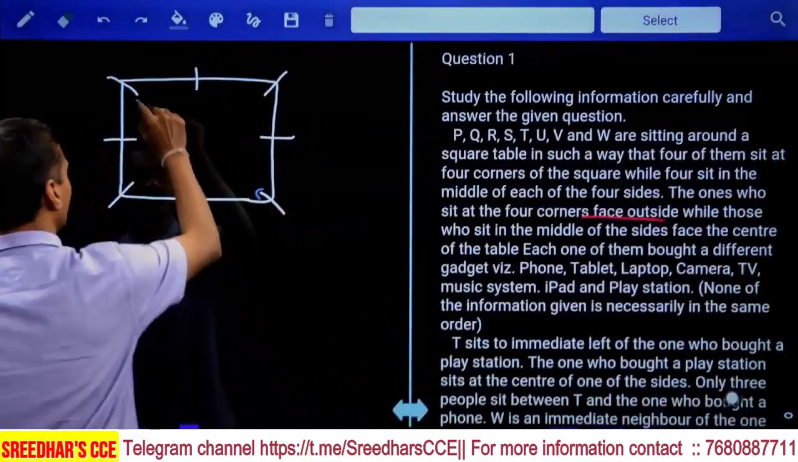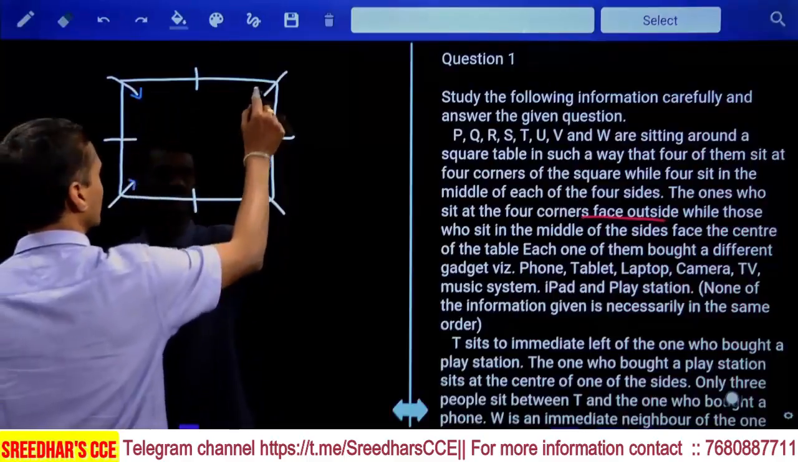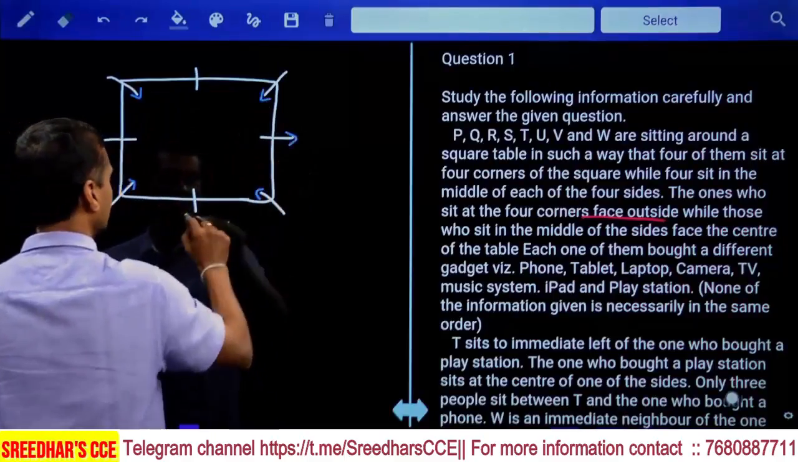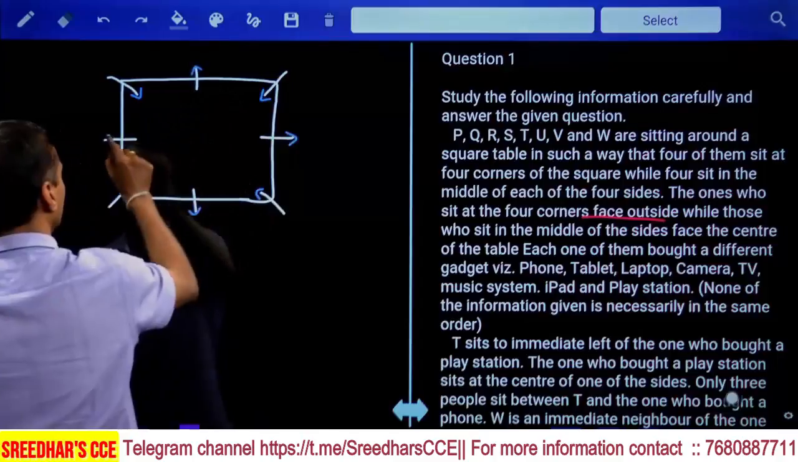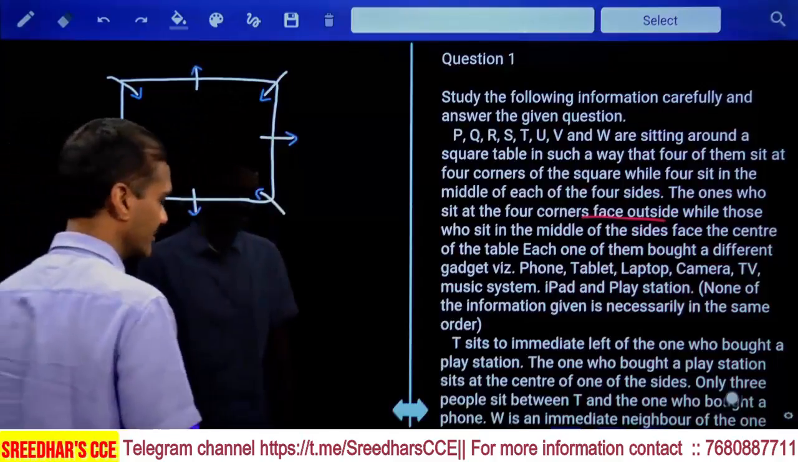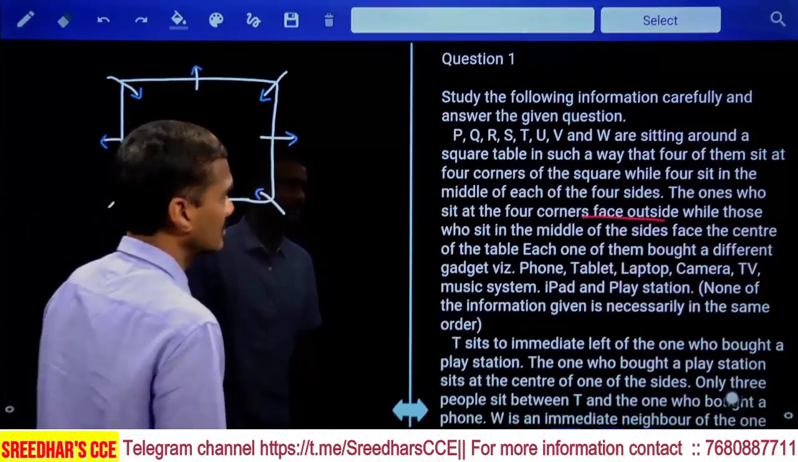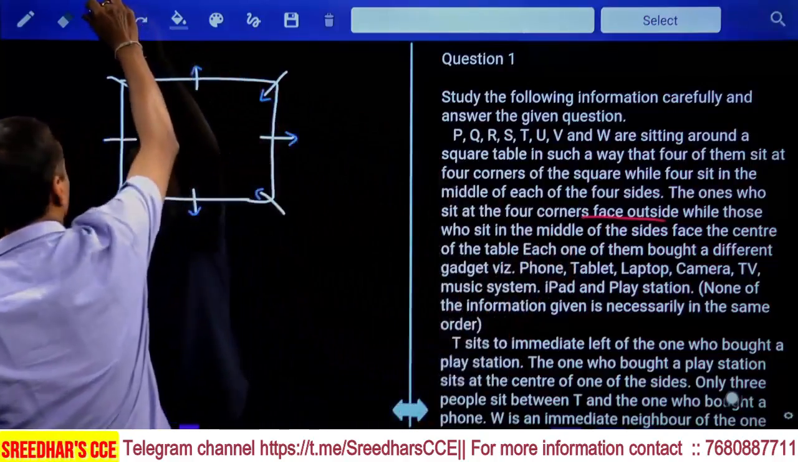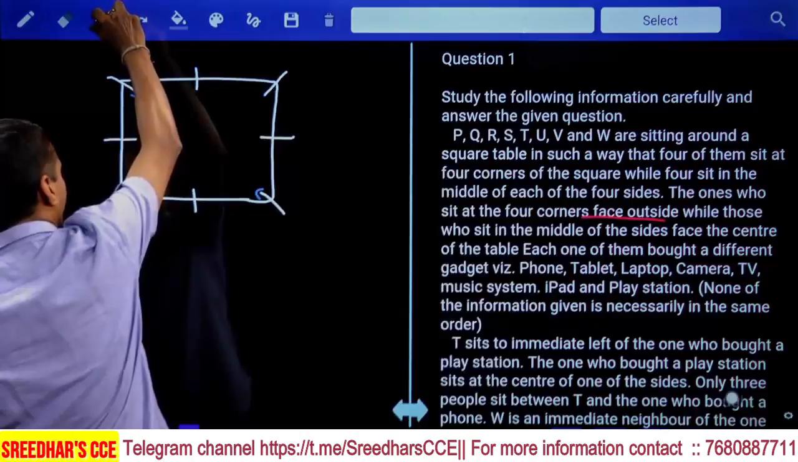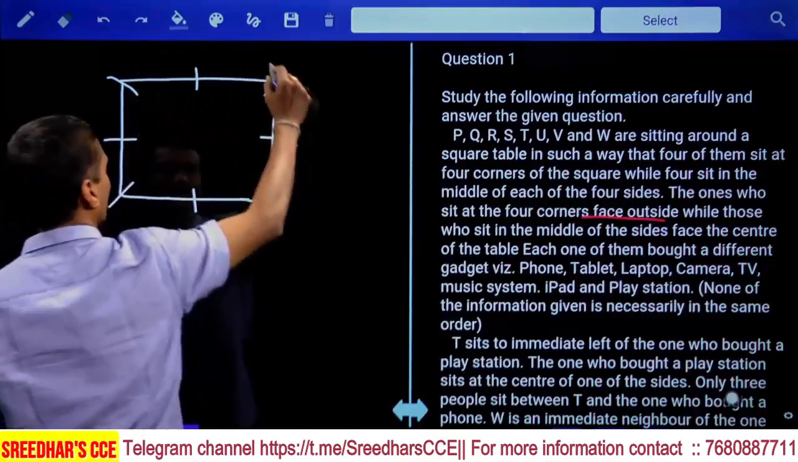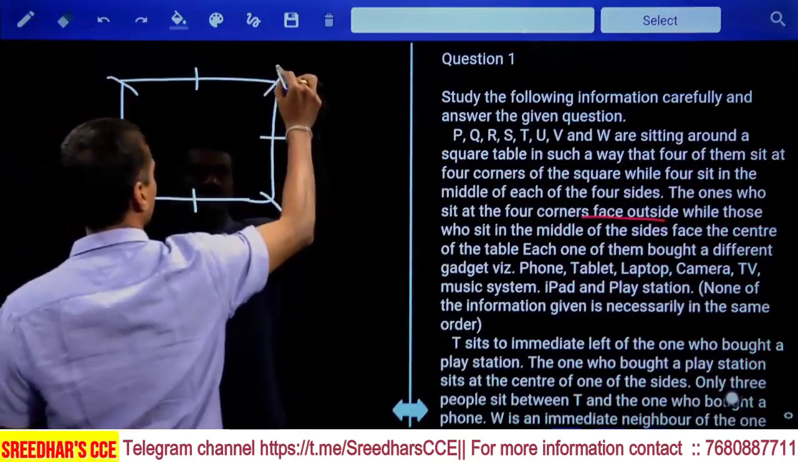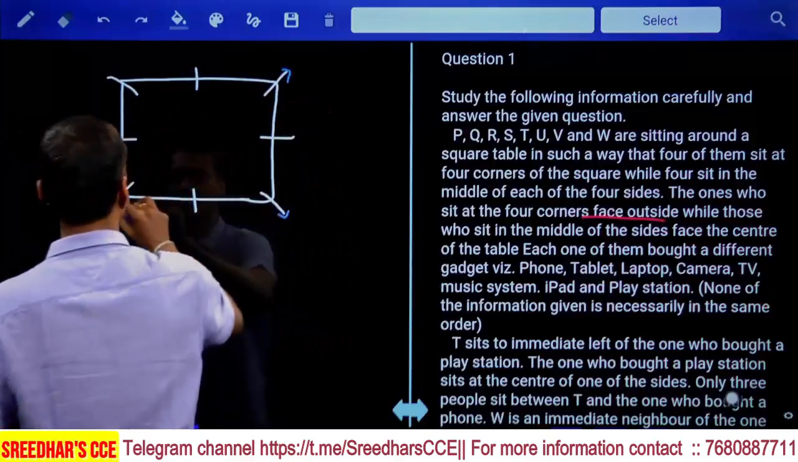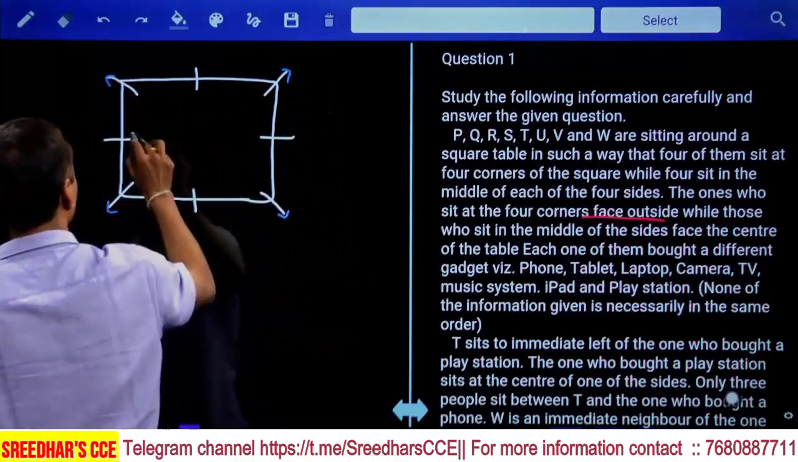The persons who are at the corners are facing away from the center. Now this is the crucial information that is given regarding the direction. The ones who sit at the 4 corners face outside, while the persons who are at the centers of the sides are facing towards the center.